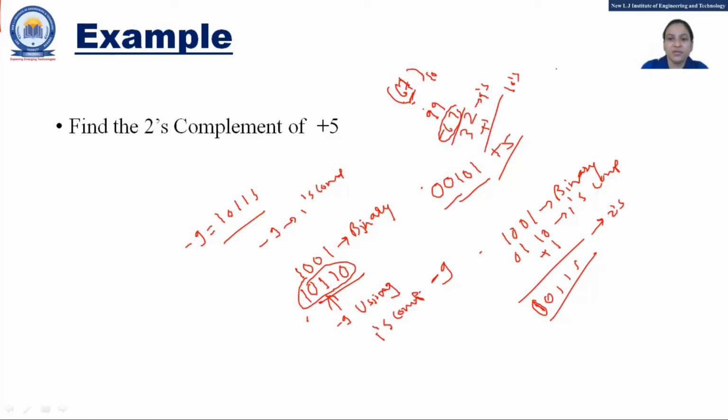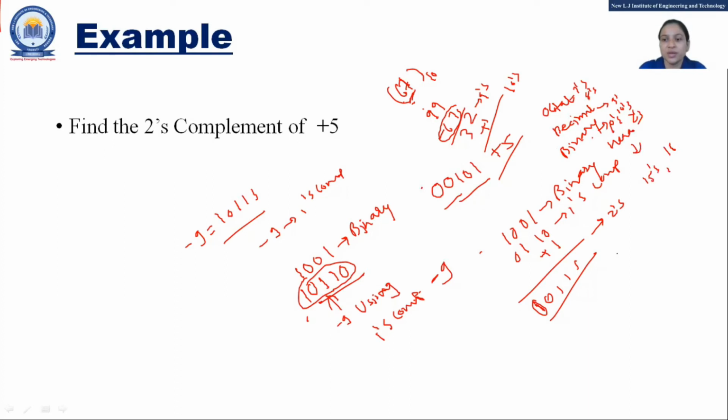Similarly, we have different base systems as we saw earlier: octal, decimal, binary, and hexadecimal. So in octal, we have the 7's complement and 8's complement, in decimal 9's and 10's complement, in binary 1's and 2's complement, in hexadecimal 15's complement and 16's complement.